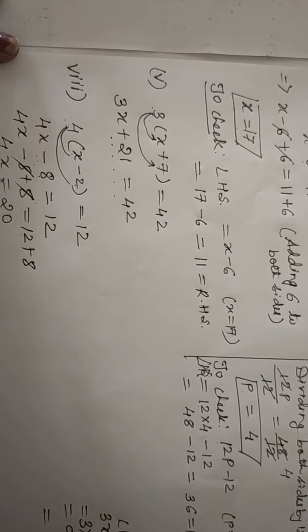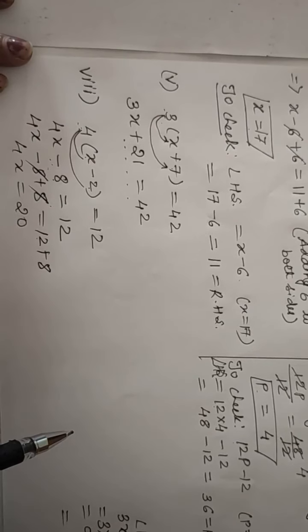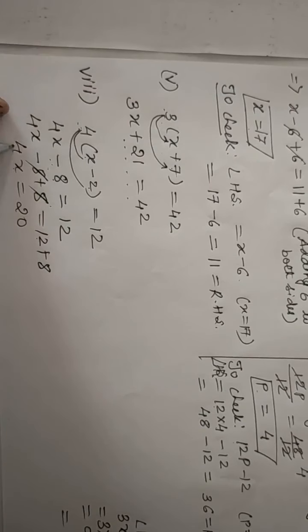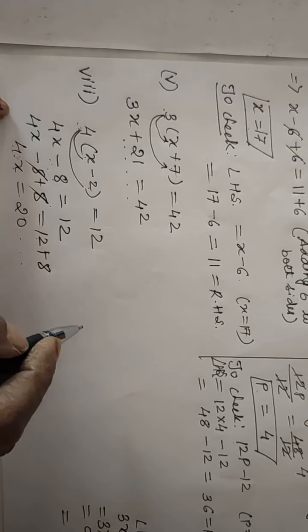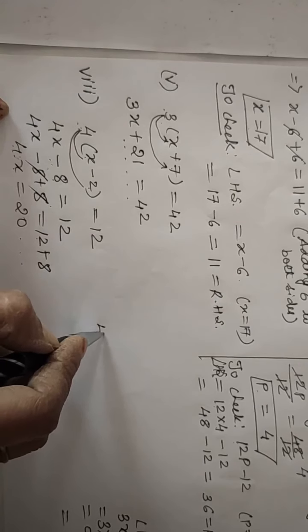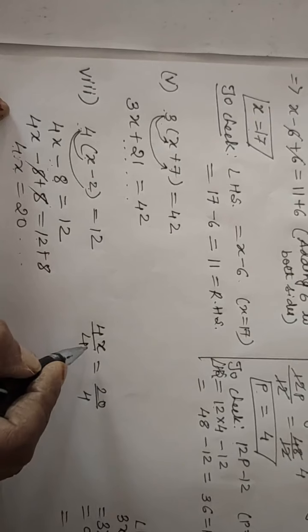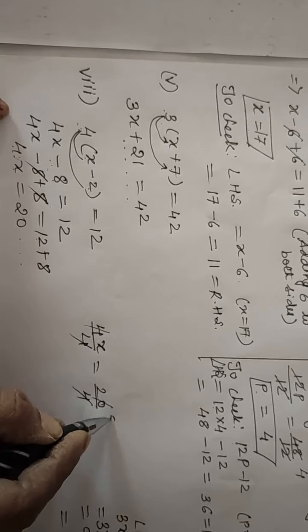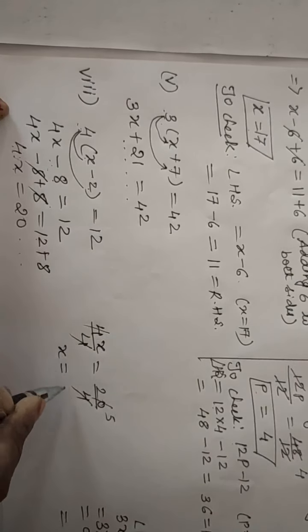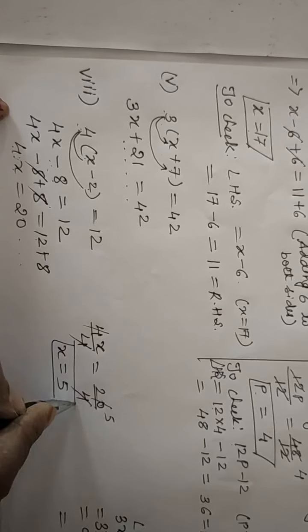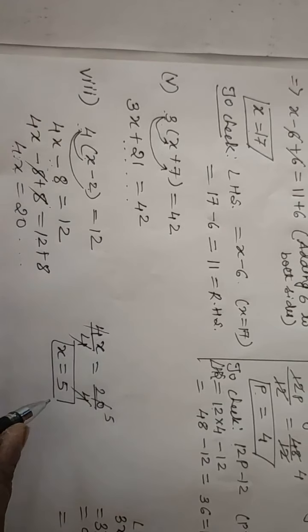which is 20. Now with x, 4 is there, so you have to remove this. Here is multiplication, so you will write dividing both sides by 4. When you divide both the sides by 4, you will get such a step. 4 4 get cancelled, and 4 5s are 20, and what is left now, x is equal to 5. So x equals 5 is the solution of the given equation.